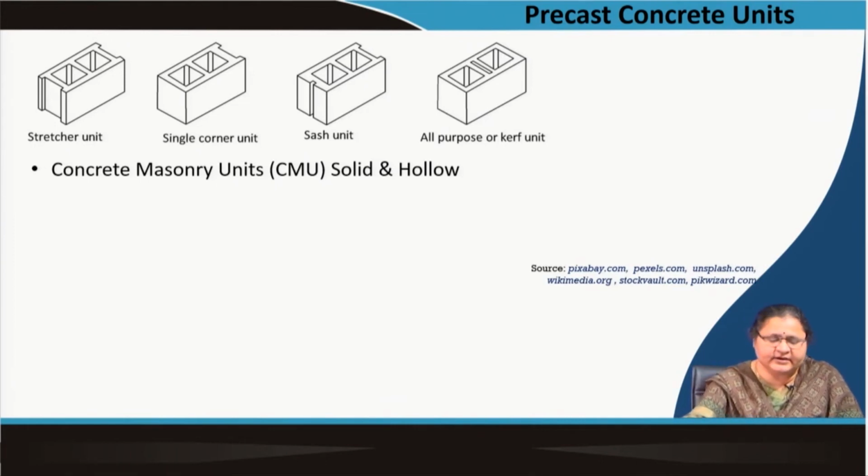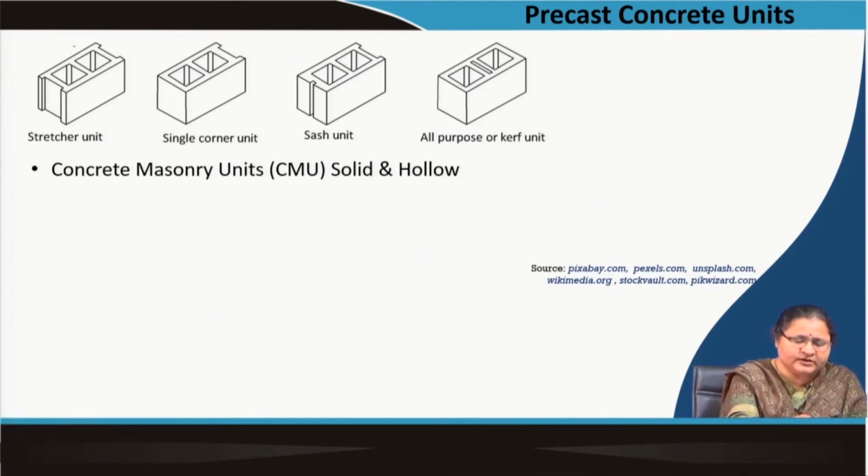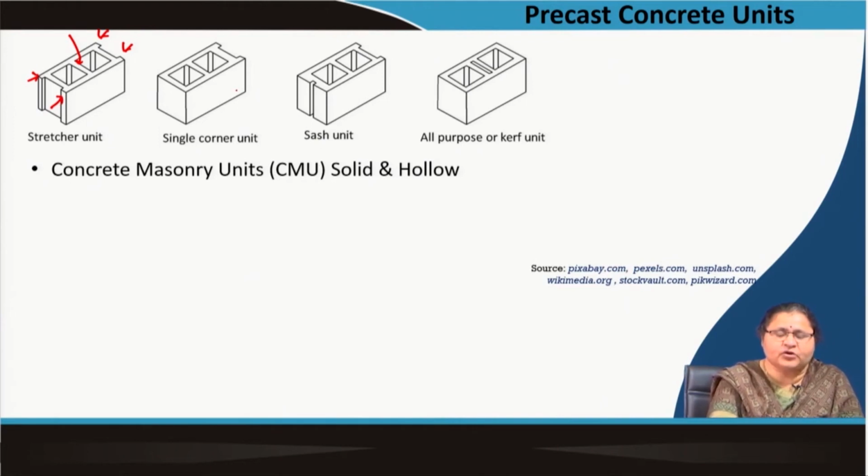You can see a central piece which is called the web, and you can see some small projections at these ends. Here also there are two projections. In the next one, this is a corner unit where the projection is at only one end and this side is flat. In this unit, you see a very thin groove cut, which is to receive a glass piece, that is a sash.